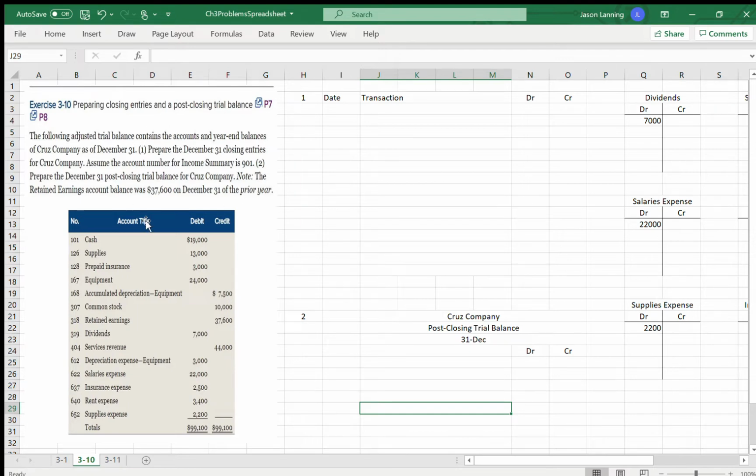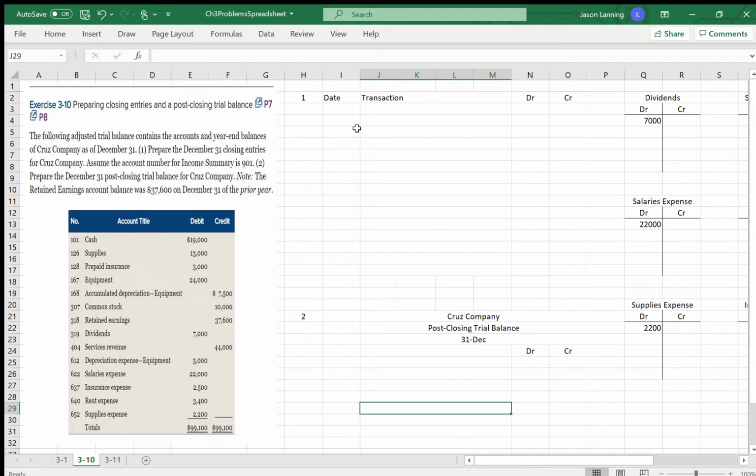But anyways, we have an adjusted trial balance here containing the accounts and year-end balances for Cruise Company as of December 31st. Prepare the December 31st closing entries for Cruise. Assume the account number for income summary is 901. Prepare the December 31st post, and then we have to prepare the post-closing trial balance. Retained earnings account balance was $37,600 on December 31st of the prior year.